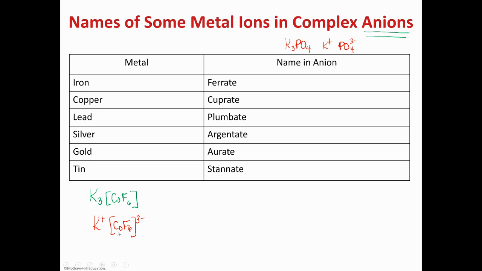Okay, so take a minute. You can pause me and figure out what the charge is on the cobalt based on the ligand being fluoride ion. If you did that, what you'd see is there's 6 negative ones. So that must mean that the charge on the cobalt is 3 plus, because 3 plus and 6 minus gives us a 3 minus. Now, in this case, this is an anion complex ion.